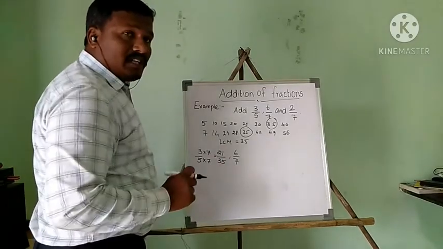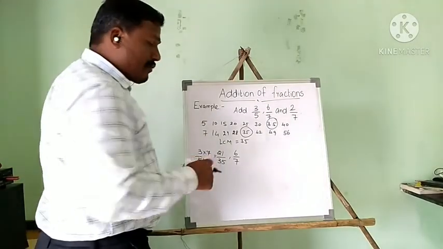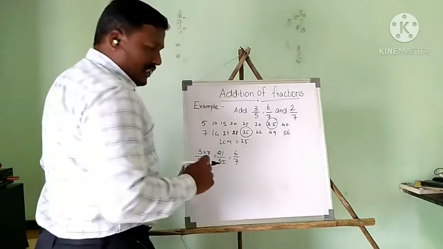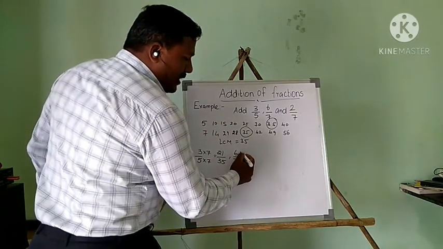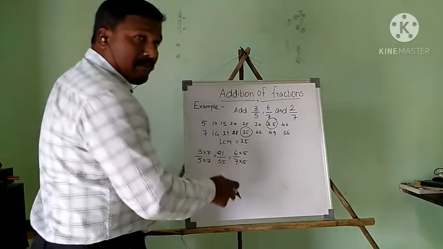Now that's 6 by 7. 7 is there. Which number should we multiply with 7 to get 35? 5. 7 5s are 35. So I will multiply by 5 downside and upside 5. Both the same, we have to multiply.